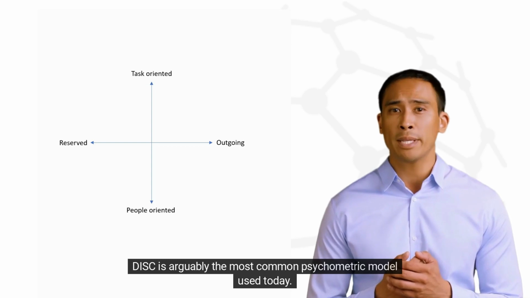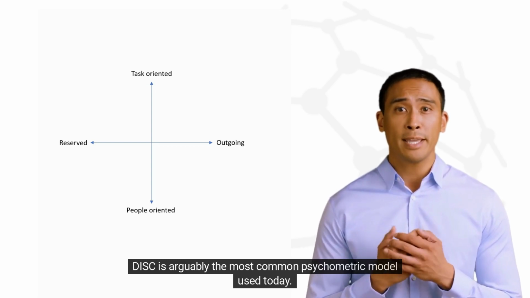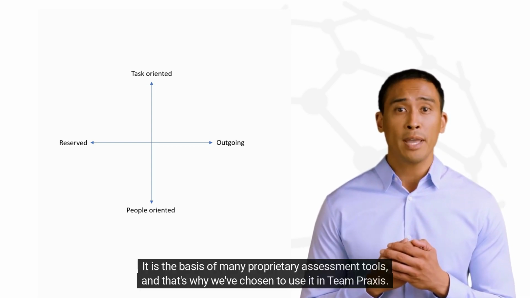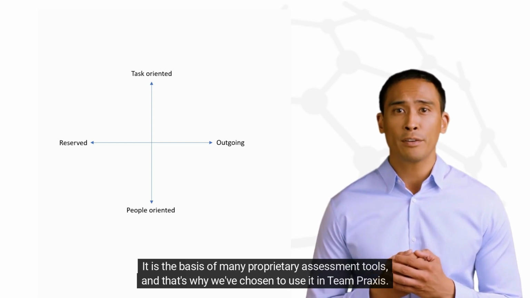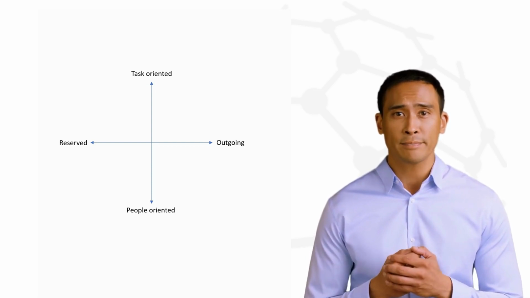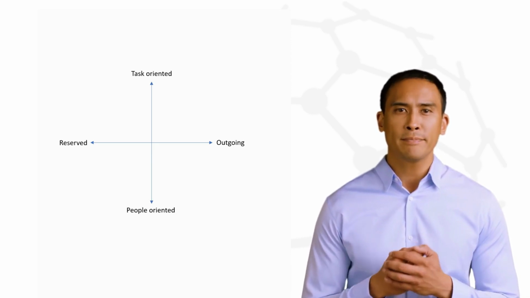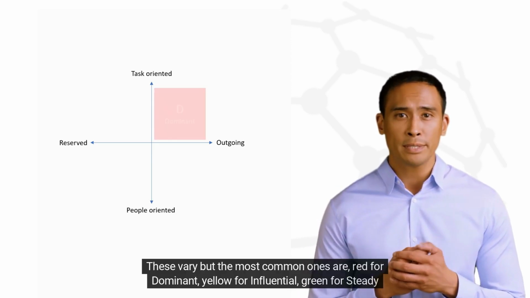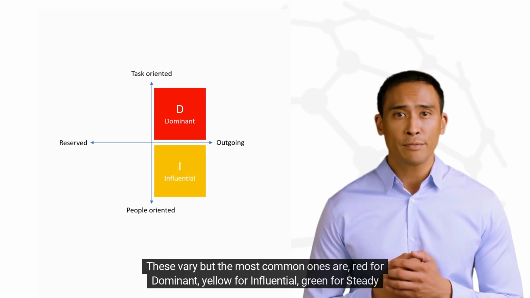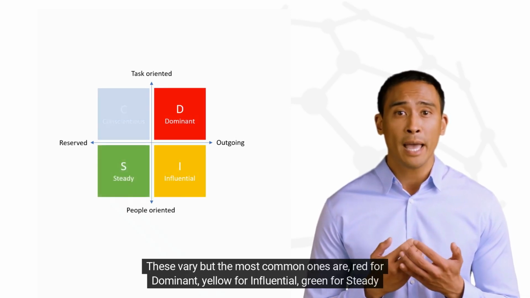DISC is arguably the most common psychometric model used today. It is the basis of many proprietary assessment tools, and that's why we've chosen to use it in Team Praxis. Most DISC-based assessment tools use colors for the four types. These vary, but the most common ones are red for dominant, yellow for influential, green for steady, and blue for conscientious.